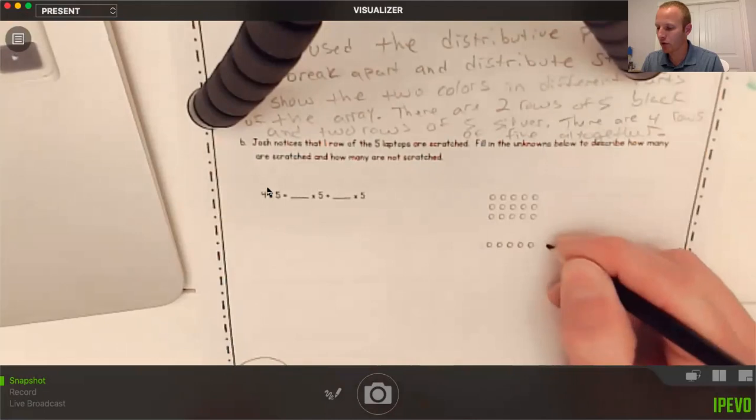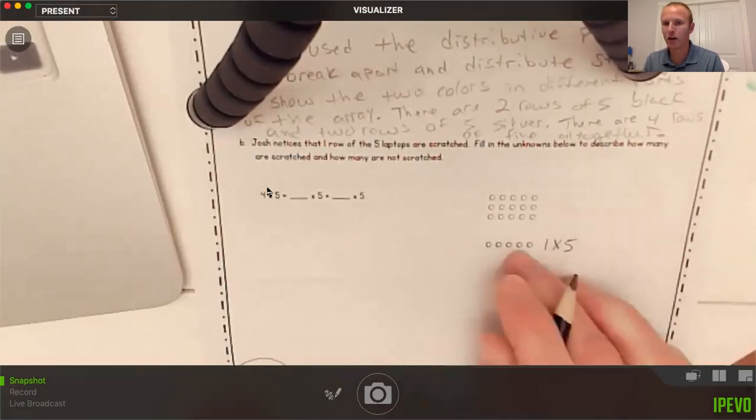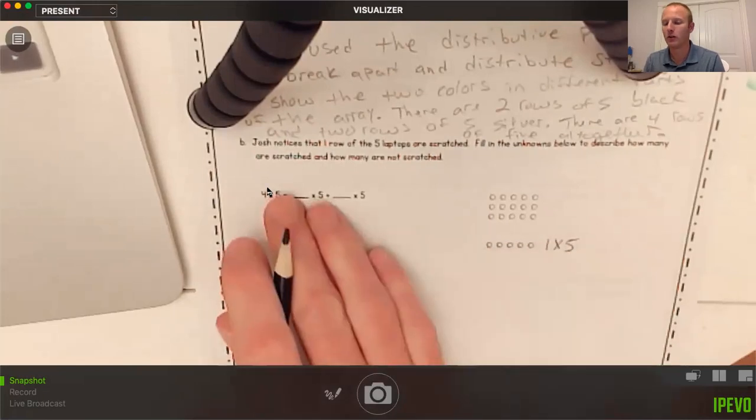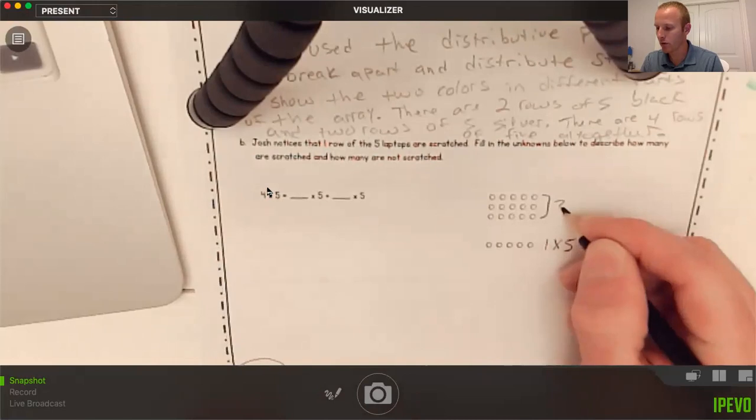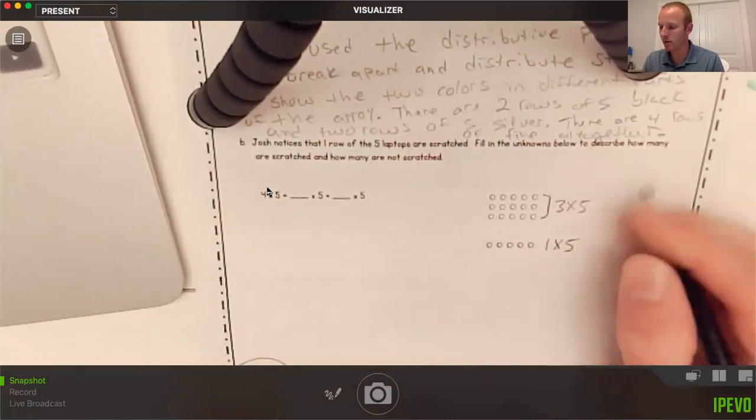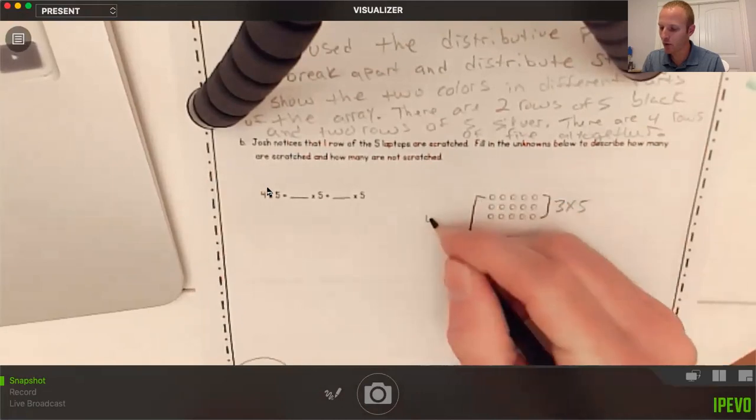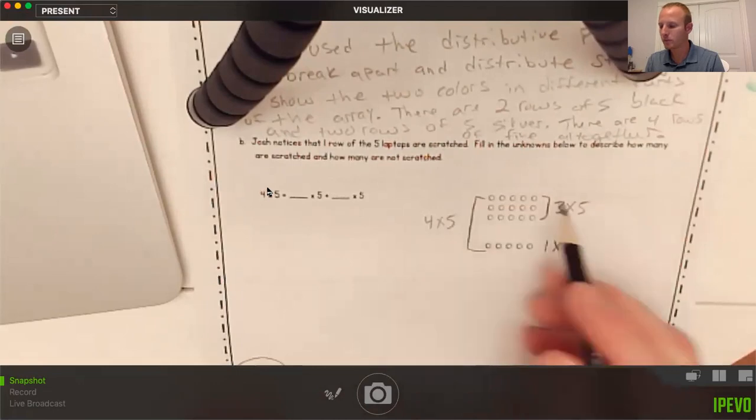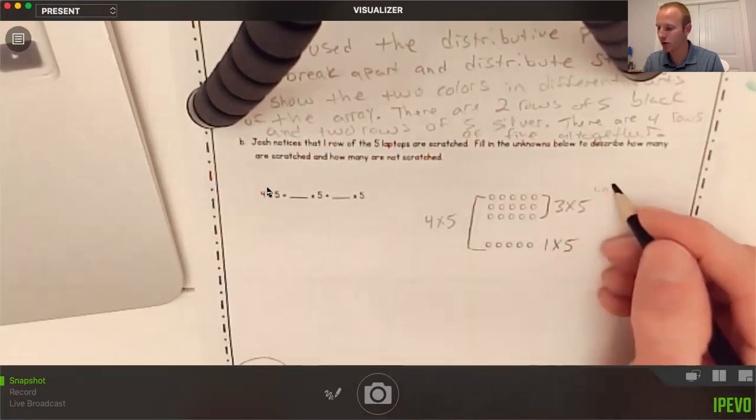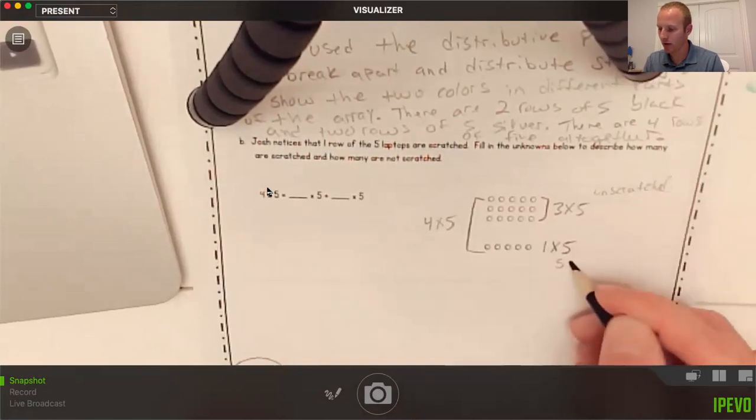So these are the scratched ones down here, and it's 1 row of 5. I'm going to write right on here. This is going to help me solve this part later. And over here, there are 3 rows of 5. And all together, I still have 4 rows of 5. So this is showing me the total. This is showing me the unscratched. And this is showing me the scratched.